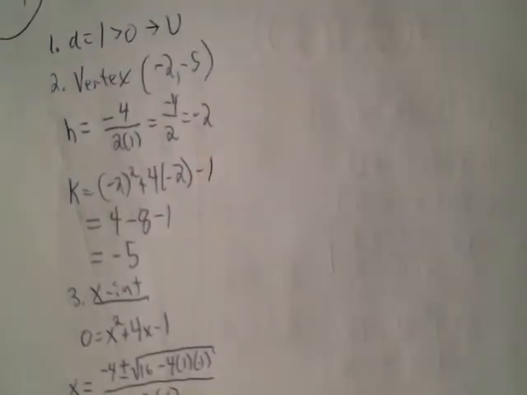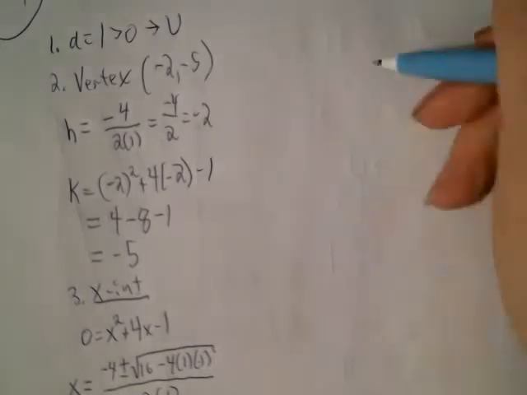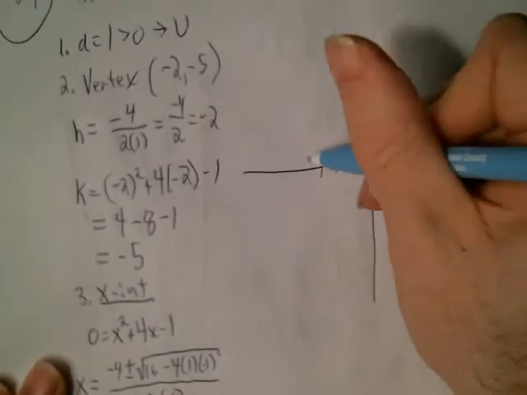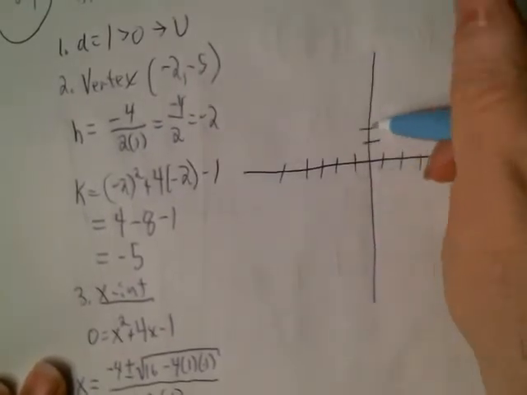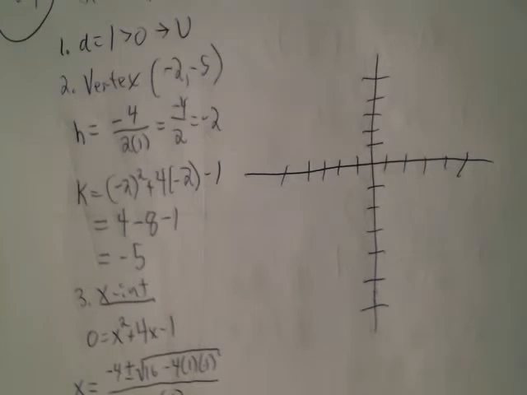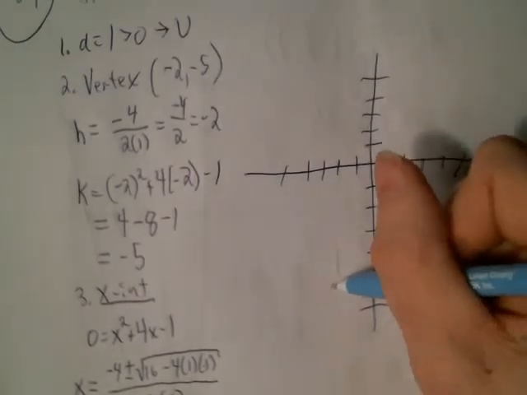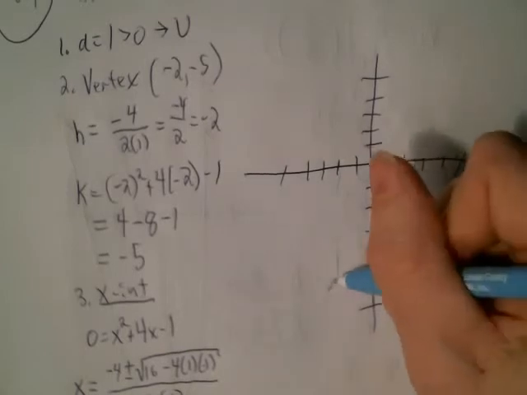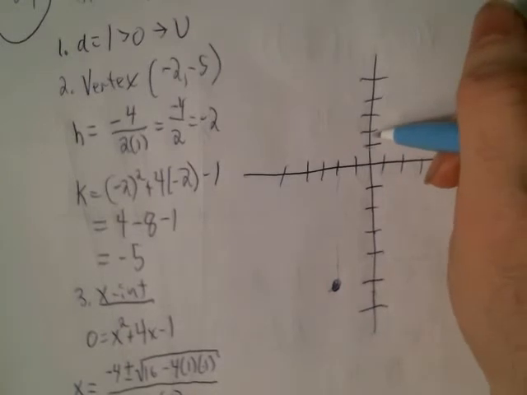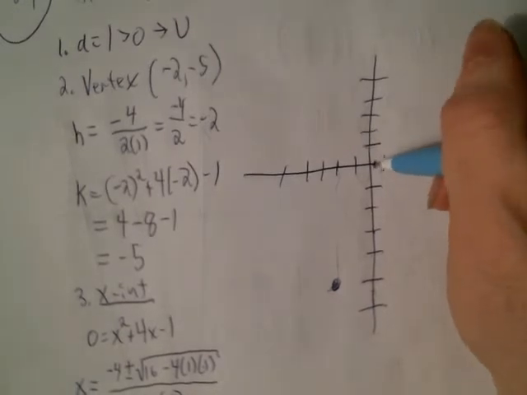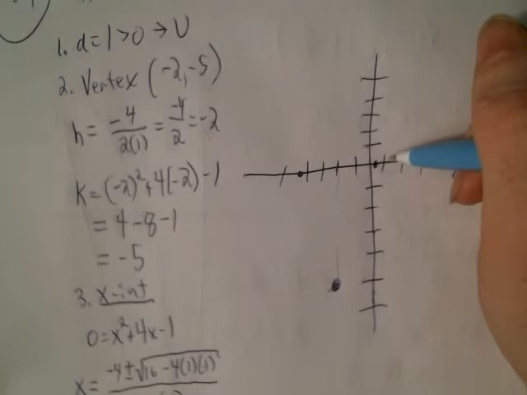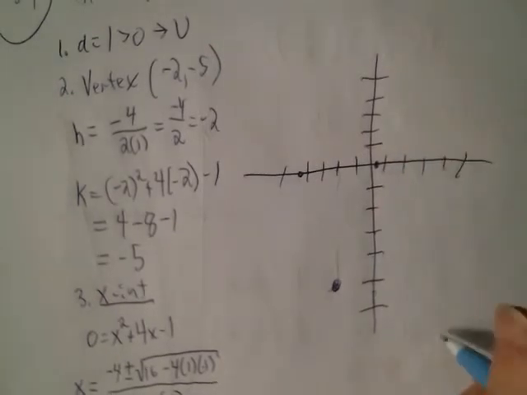Okay, so I'll zip over and graph this guy. Its vertex is -2, -5. X-intercepts: 0.24, it's about right here, and then -1, 2, 3, 4.24. The y-intercept was, oh, I never got the y-intercept, but that's easy.